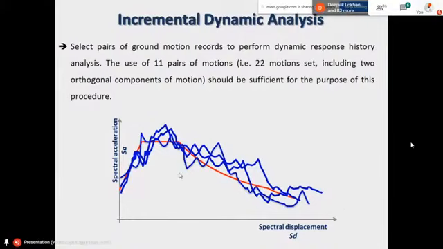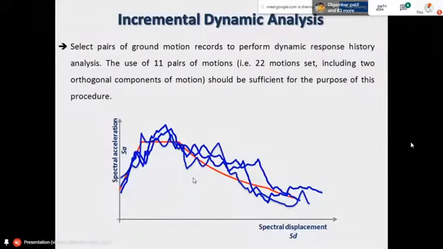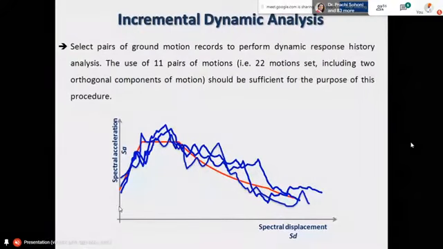Because if you plot the response spectrum of each ground motion, it shows a large variability. If such ground motions are applied as they are without scaling, then there will be a large variation in the capacity estimation. So there is a difficulty in predicting the capacity of the structure. Therefore, all the ground motions are required to be scaled.